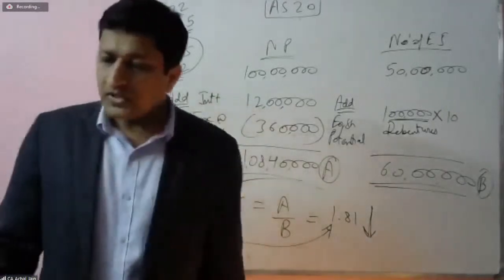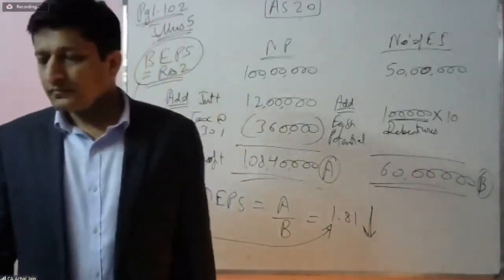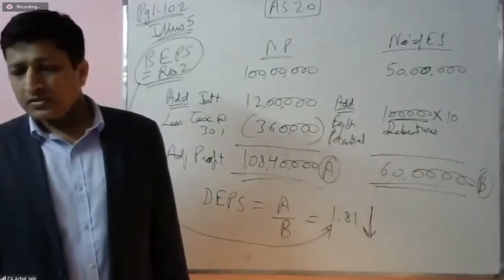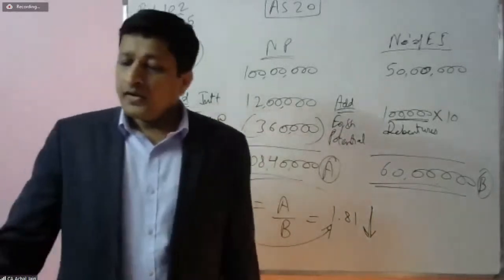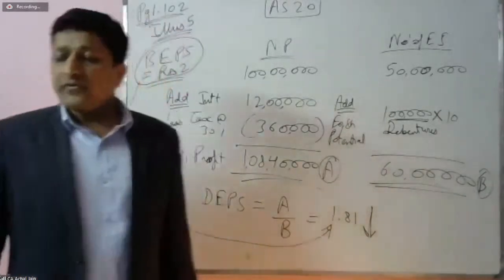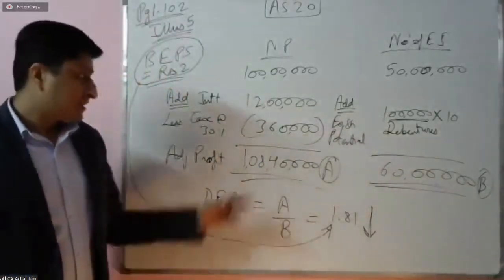Charu is now clear on this. What about others? Jay is clear. Sanchita is saying, sir, 70% of interest will be post-tax interest then. Yes, that's correct.